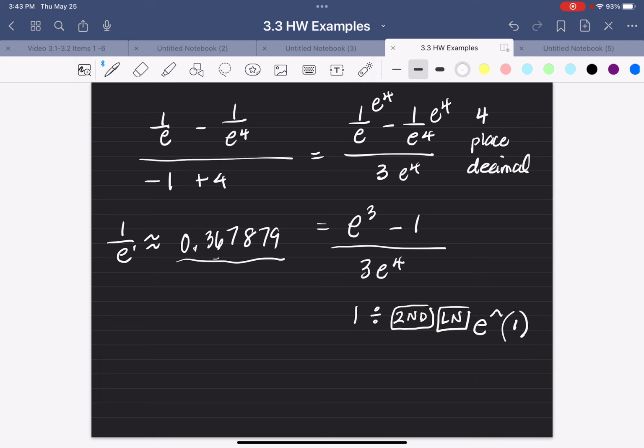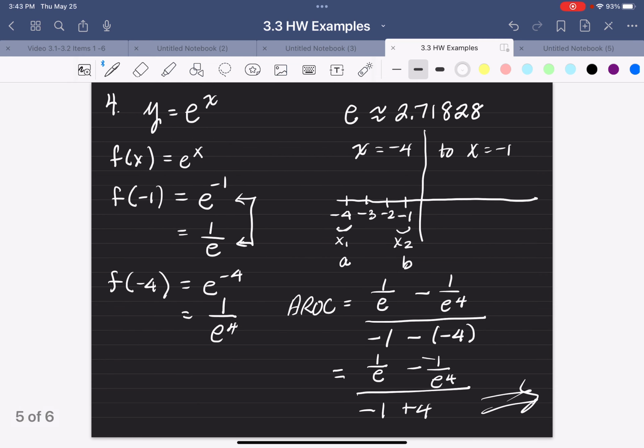Then I need to do 1 over e to the 4th. Okay, so that's going to be 1 divided by second natural log, and then a 4, and that's going to be 0.018316. Okay, now I'm supposed to subtract these two numbers, so 0.367879 minus 0.018316, and that's 0.349563.